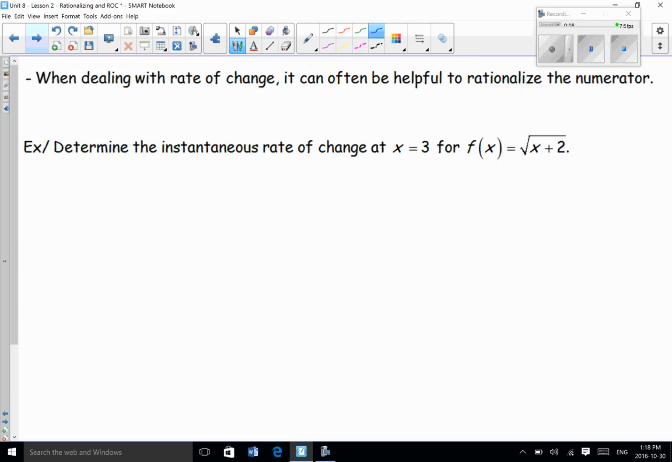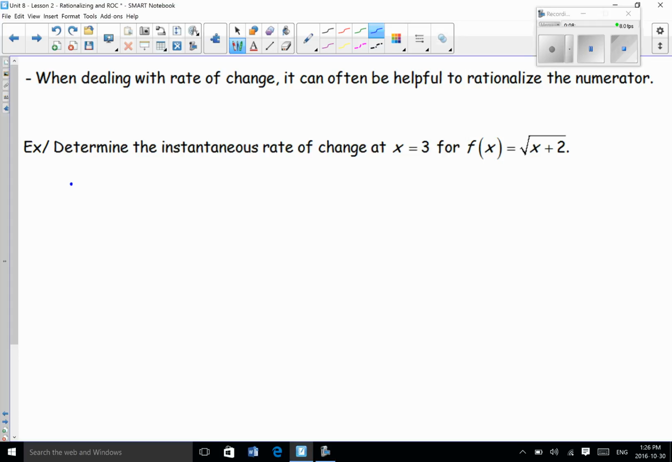Okay, when dealing with rate of change, so we're going to that ROC idea now. We want to rationalize the numerator sometimes. Okay, depending on where the situation is, are we dealing with a rational expression which has a radical on the bottom, or do we have a radical on the top? It's often easier to work with the alternate version. So if we look at an example of how we can use this idea of rationalizing when we want to look for an ROC in a radical expression, we can go back to what we learned about yesterday.